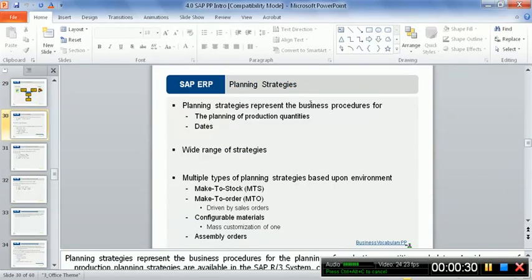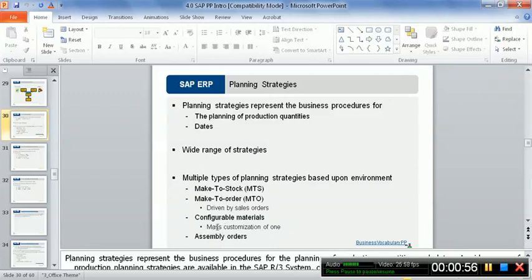So planning strategies represent the business procedures for the planning of production quantities and the planning of the dates of the production quantities. So how much to produce and when to produce, and this actually depends on a strategy. There are various planning strategies available for the make to stock production scenarios, for make to order production scenarios, for configurable material scenarios, and for assembly order scenarios. Why these four categories are different we shall discuss at length.